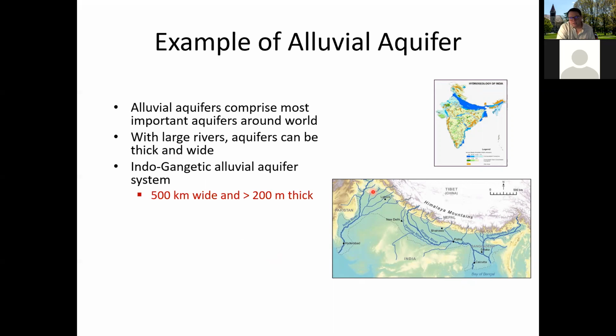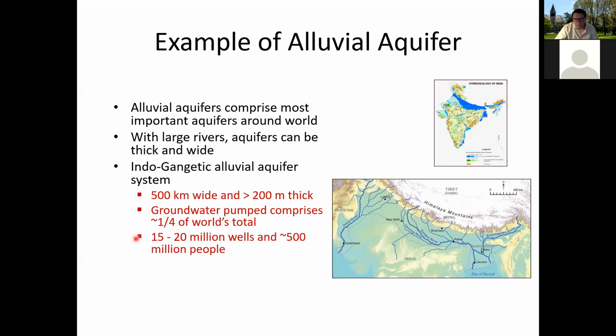Just to give you some facts on this, it's about 500 kilometers wide and 200 meters thick. That's over 600 feet in perspective. Basically, groundwater pumped in this area is about a quarter of the world's total water pumping in the region, with about 15 to 20 million wells and about 500 million people who directly drink groundwater from alluvial aquifers in the Indo-Gangetic alluvial aquifer system.